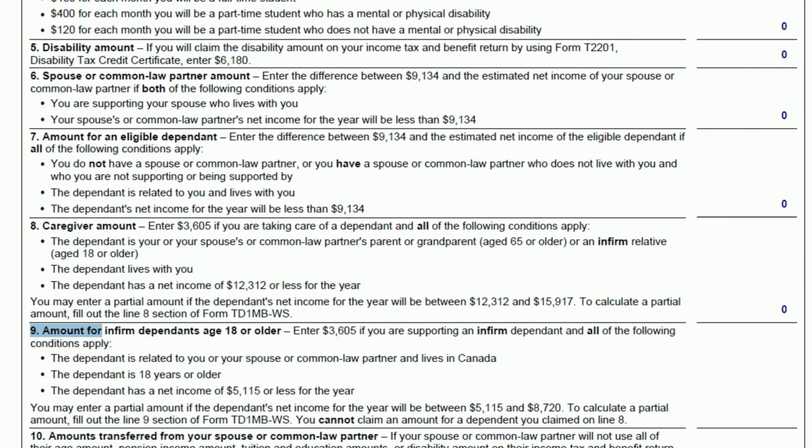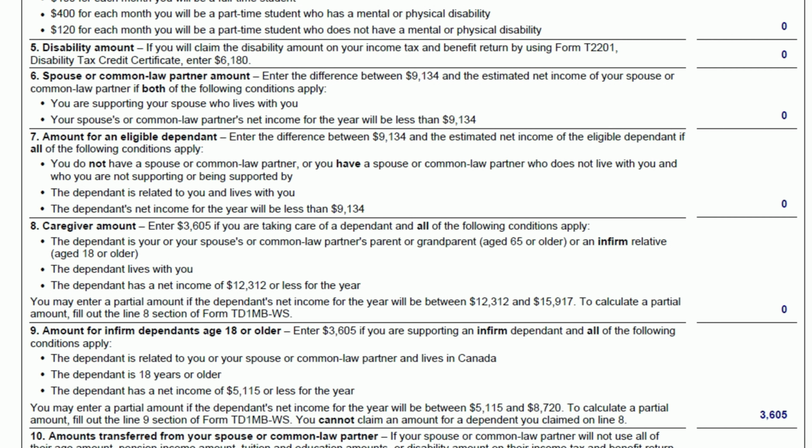Line 9, amount for infirm dependent, age 18 years or older. If you meet these three criteria, in that case, you will enter 3605. And what are the conditions? The dependent is related to you or your spouse or common law partner and lives in Canada. The dependent is 18 years or older.